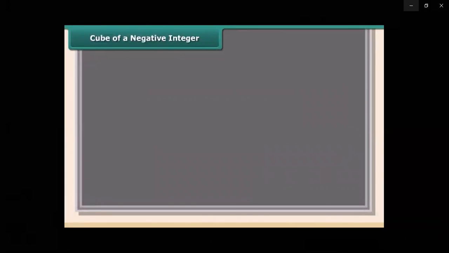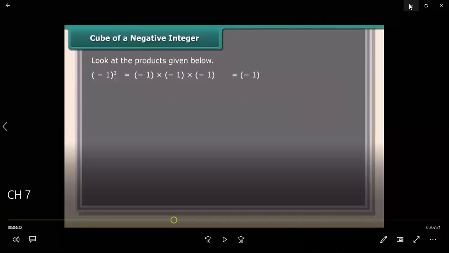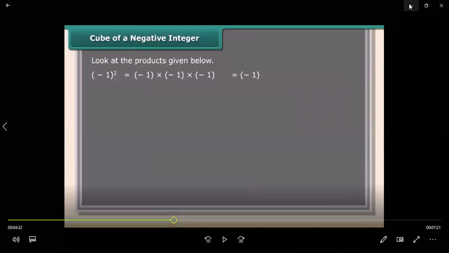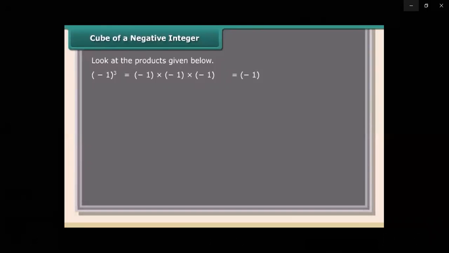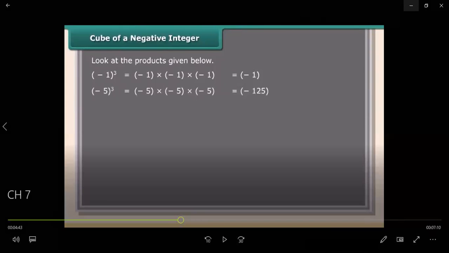Next, we'll discuss the cube of a negative integer. So look at the products given below. -1 cube is equal to -1 into -1 into -1. In the previous case, when we were squaring a negative number, whenever you square that, it always becomes positive. But we can say that the square of a negative number is always positive, but the cube of a negative number is always negative. So here we are getting -1 as the answer. Similarly, -5 into -5 into -5 is -125, but -5 square is 25. But again, if you multiply that with -5, then again plus into minus will give minus.